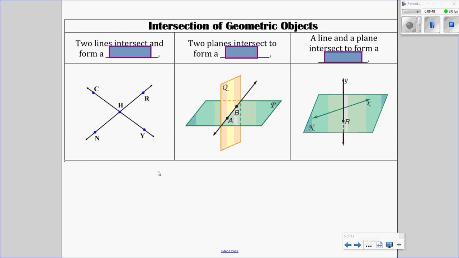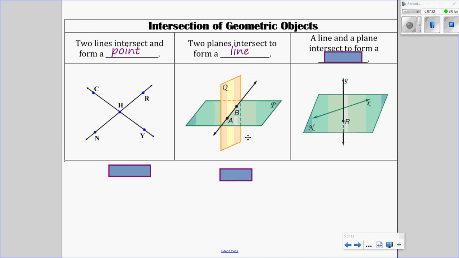So now we have pictures showing intersections of geometric shapes. In this part we have 2 lines, 2 planes, and then a line and a plane. When you have 2 lines intersecting each other, where they intersect, it forms a point. When you have 2 planes intersecting each other, plane Q and plane P, where they intersect, it's going to create a line.